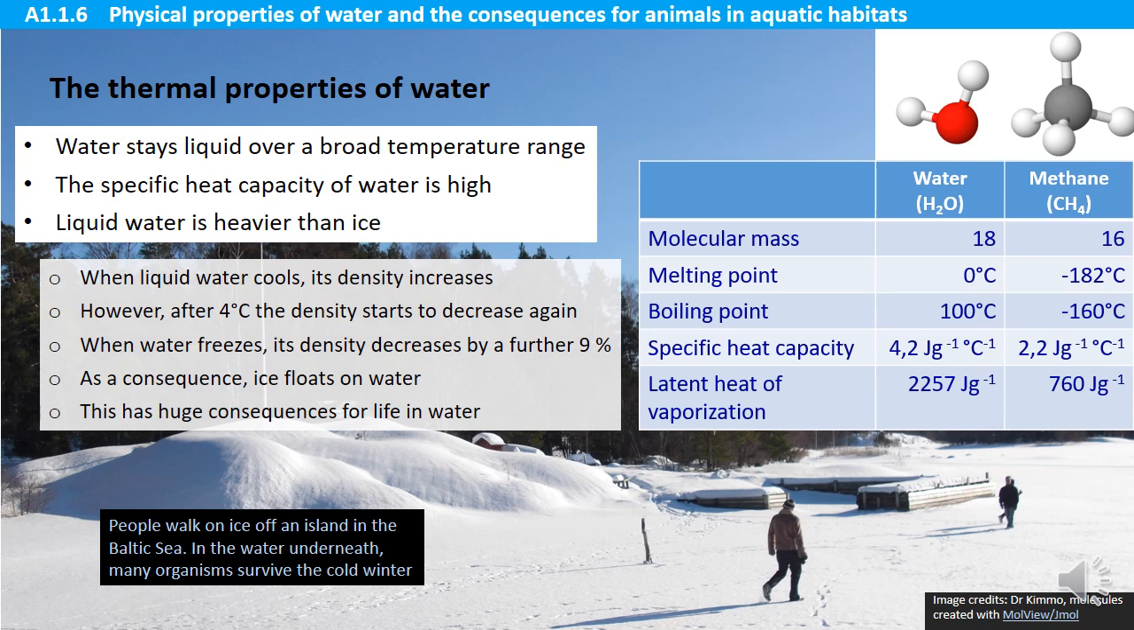Now, when things cool down, their density increases. And this is true for water. When liquid water cools, its density increases. But after plus 4 degrees Celsius, the density starts to decrease again, which means water becomes lighter. When water freezes, its density decreases by a further 9%, so it becomes even lighter, which means ice is lighter than water. As a consequence, ice floats on water, and this has huge consequences for life in water.